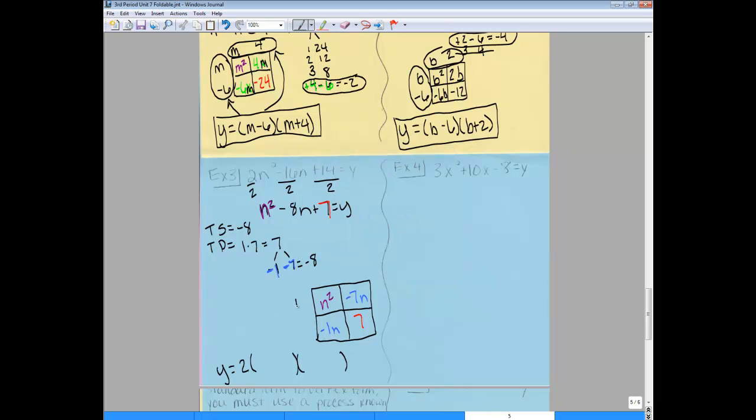N squared is really just n times n. And what times n gives me negative 7n? Negative 7. What times n gives me negative 1n? Negative 1. So this is what goes in the parentheses down below. So we have n minus 1 and n minus 7. Yes, you can flip those around. It's still all the same answer.